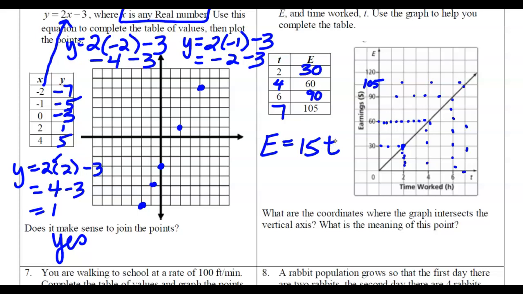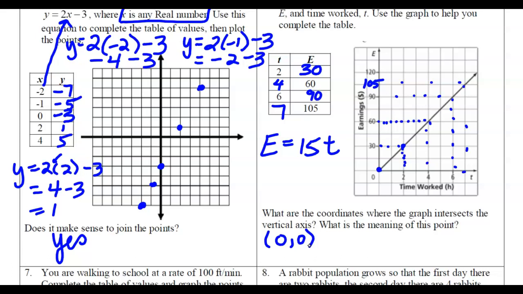So what are the coordinates where the graph intersects the vertical axis? So where does it intersect? Right at 0, 0. Okay, what's the meaning of that point? What does it mean in this context of this question where T is time, E is earnings? If you work 0 hours, do you get paid?